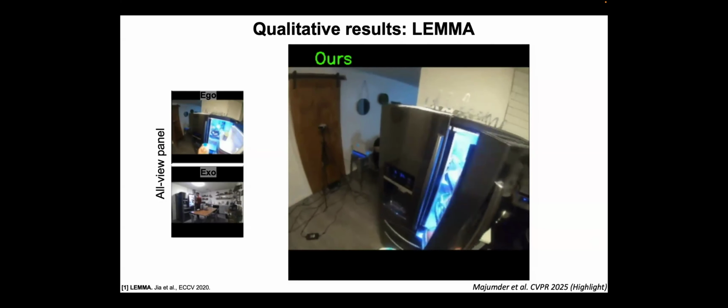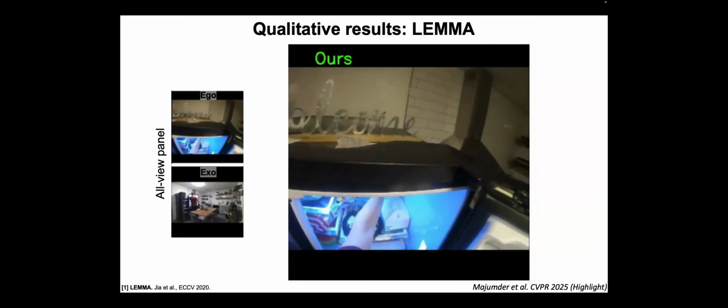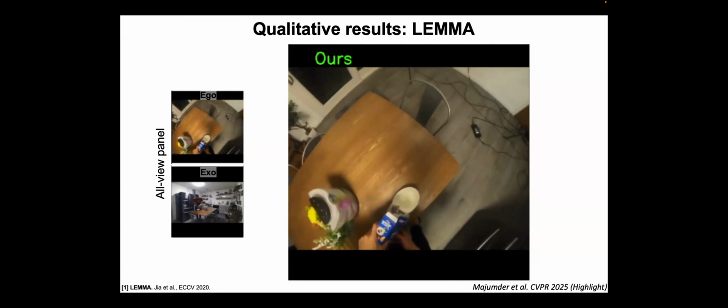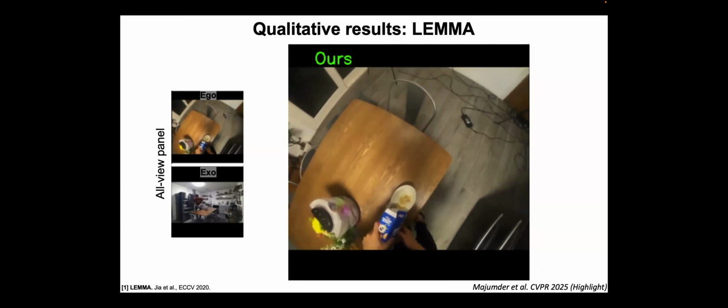So here you can note how the model chooses the ego view when the person is looking at their hands when interacting with objects. For example, when the person was initially taking the cup from the shelf or was pouring the milk.